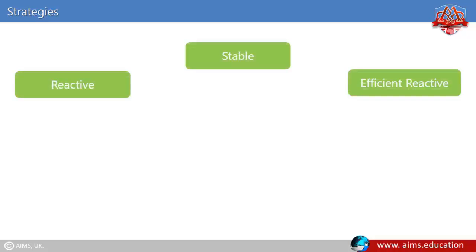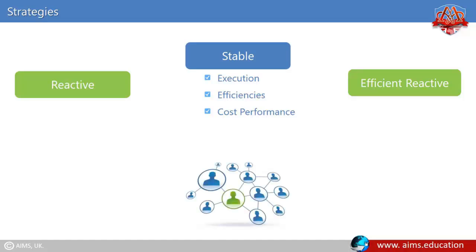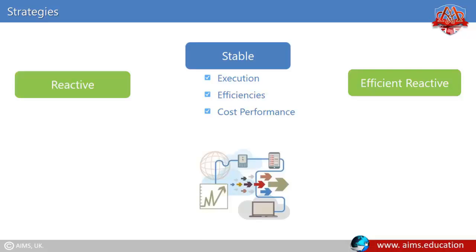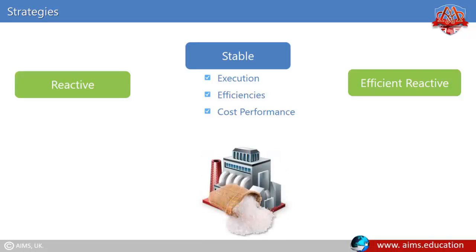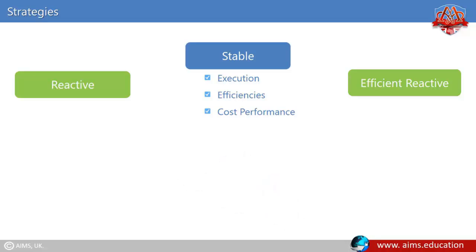Strategies. There are 3 types of supply chain strategies: stable, reactive, and efficient reactive. Stable supply chain strategy is appropriate for chains that are focused on execution, efficiencies, and cost performance. They use simple connectivity technologies and have little need for real-time information. For example, a table salt manufacturer uses scale production and dedicated capital assets.